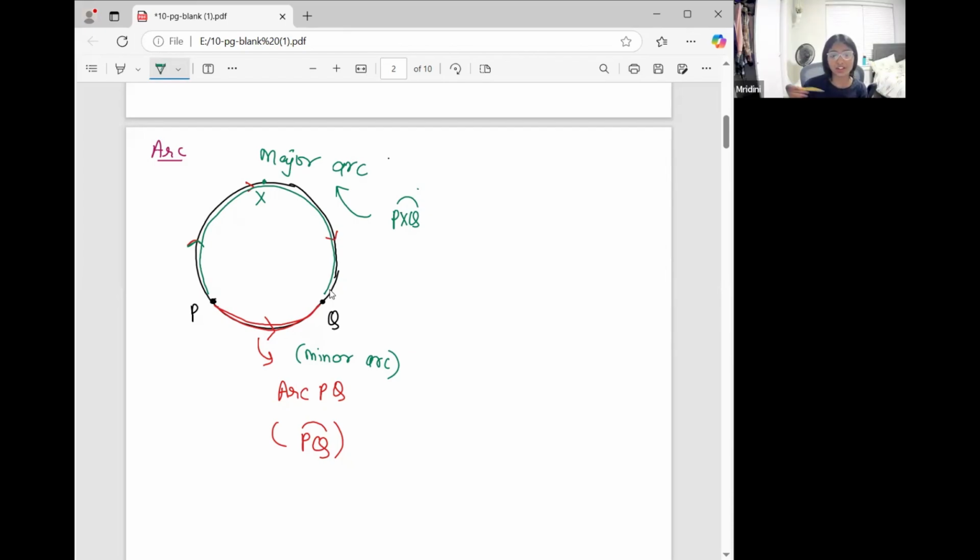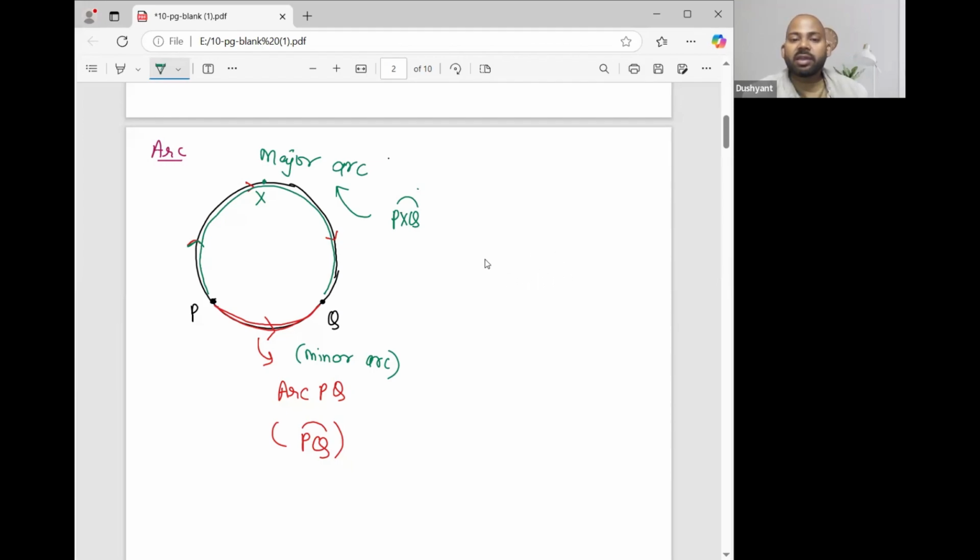If it's only two letters, it'll always be minor, right? If it's two letters, can it ever be major? Say this is a circle, and there's a P over here and a Q over here, so the arc will be half the circle. Would that be major or minor? In that case, both will be the same, correct? That will be my semicircle.